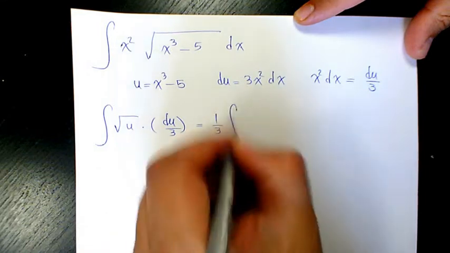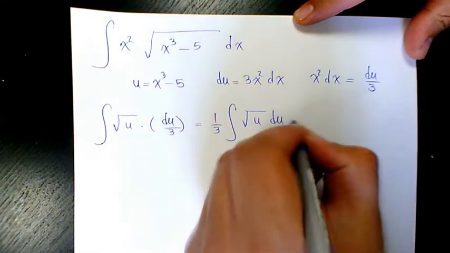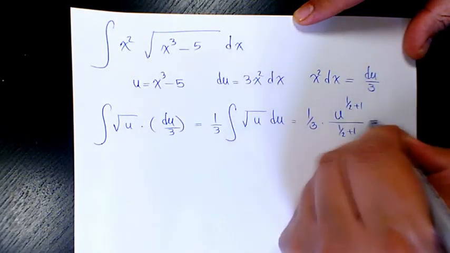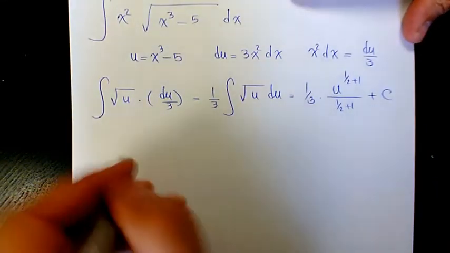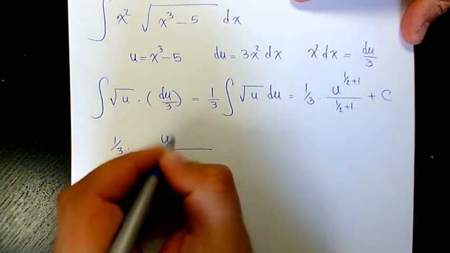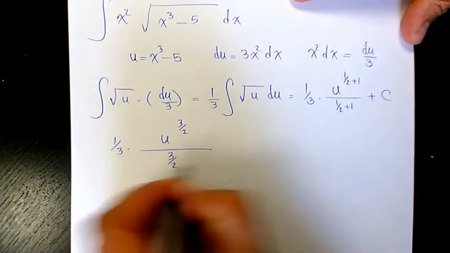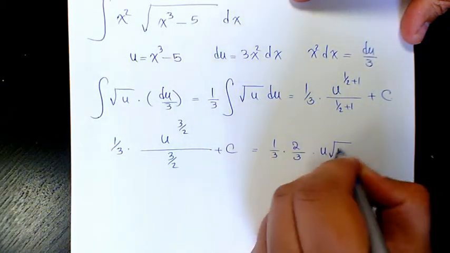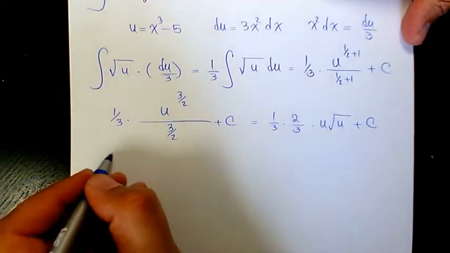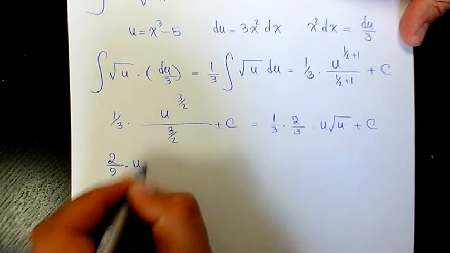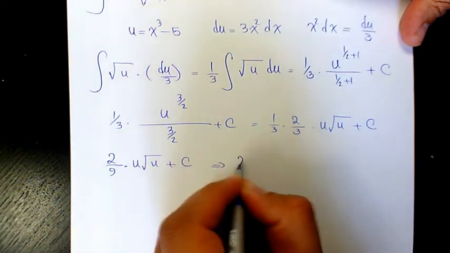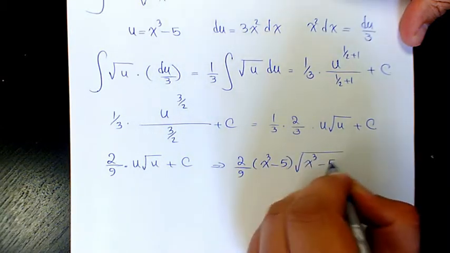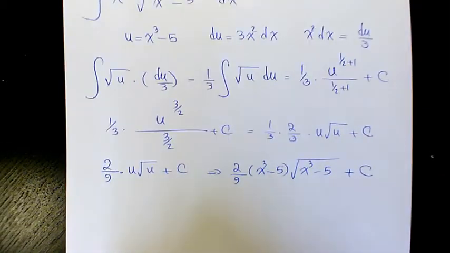So we have 1 over 3 root u du, which is going to be 1 over 3 u to the power of 1 over 2 plus 1, over 1 over 2 plus 1, plus c. Then you have 1 over 3 times u to the power of 3 over 2, over 3 over 2, plus c, or 1 over 3 times 2 over 3 times u root u plus c. So the final answer is going to be 2 over 9 u root u plus c, which is 2 over 9 (x cubed minus 5) times the square root of (x cubed minus 5) plus c. That's the final answer.